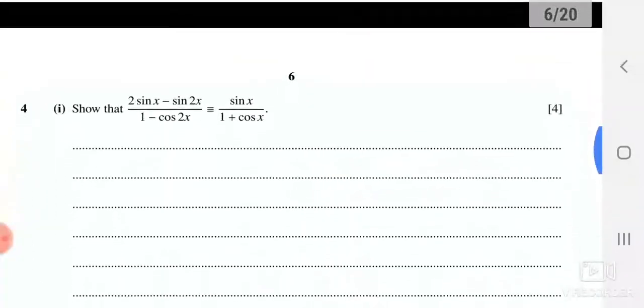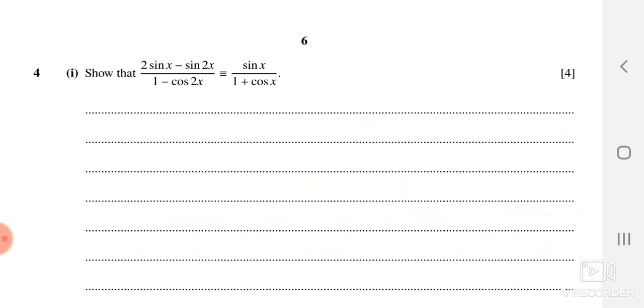Now I'm moving toward the next question. The next question is again very simple, and here you have to prove the identity. Just take the left side of the equation and look. Whenever you see this, 2 sin x − sin 2x over 1 − cos 2x, and on the other side you see all angles are simple x.